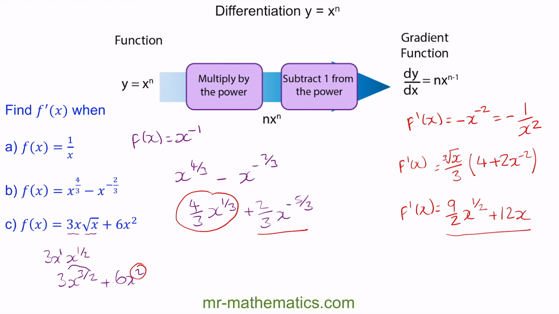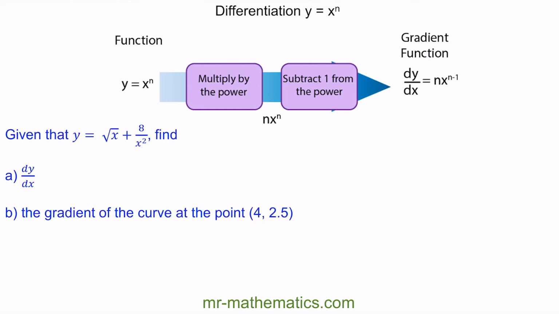Okay, let's try one more question. Okay, so in our final question, we've been asked to differentiate the square root of x plus 8 over x squared. So the first thing I'm going to do is to write this with powers. So we have y is equal to x to the 1/2 plus 8 times x to the power of minus 2. So now we can work out dy by dx.